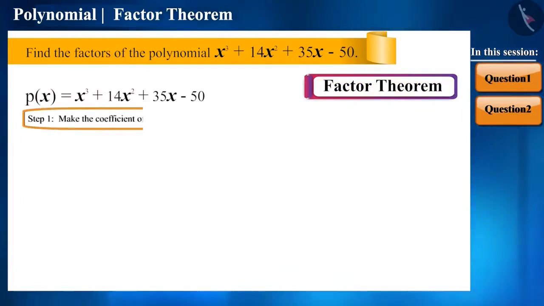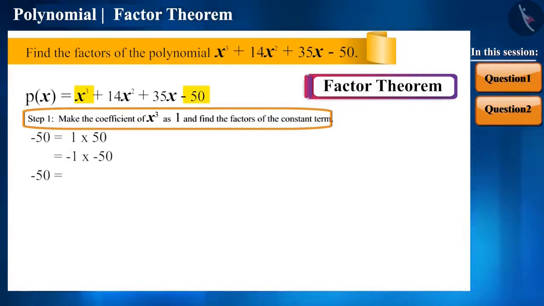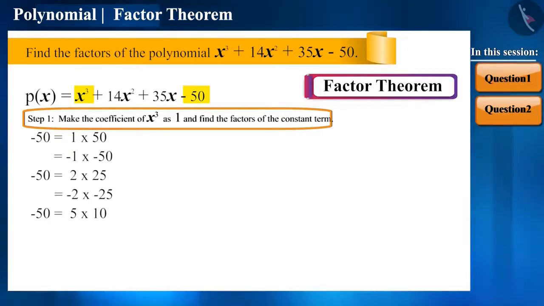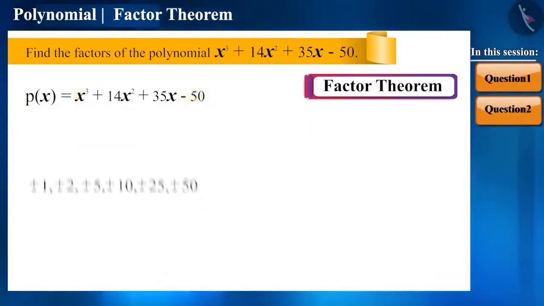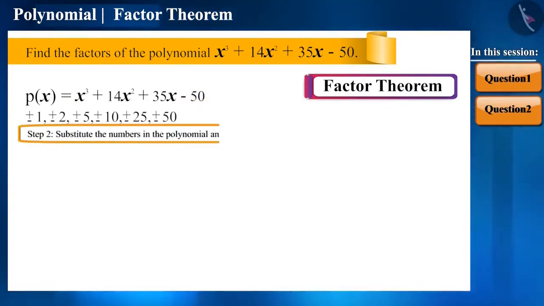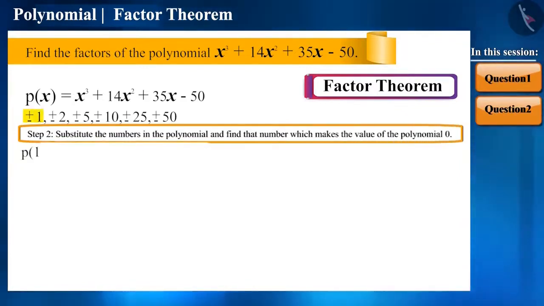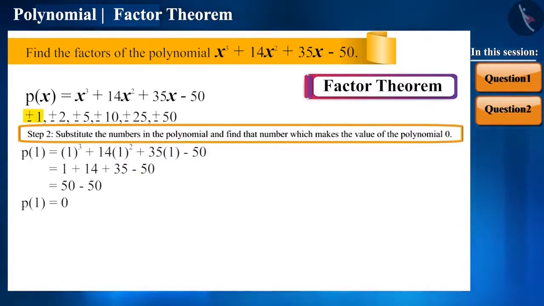The first step is to make the coefficient of x cube 1 and find the factors of the constant term. Here, the coefficient of x cube is 1, which means we have to find the factors of minus 50. And this is quite easy. We just have to make a list of those numbers with which minus 50 is completely divisible and some of those possible values can be. And now we come to the second step. One by one, we will substitute these numbers along with their signs in the polynomial and observe which number can make the value of the polynomial 0.